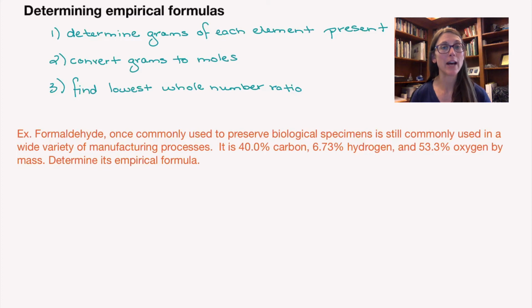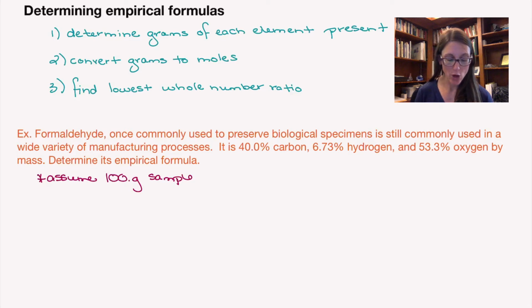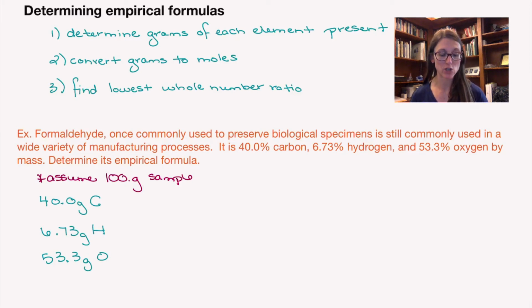If I take formaldehyde, it's 40% carbon, 6.73% hydrogen, and 53.3% oxygen by mass. If my goal is to find the grams, considering that a percent mass is always the same regardless of how much you start with, it is easiest to assume you have 100 grams of sample. In a 100 gram sample, you will have 40 grams of carbon, 6.73 grams of hydrogen, and 53.3 grams of oxygen. That makes determining the grams very straightforward.